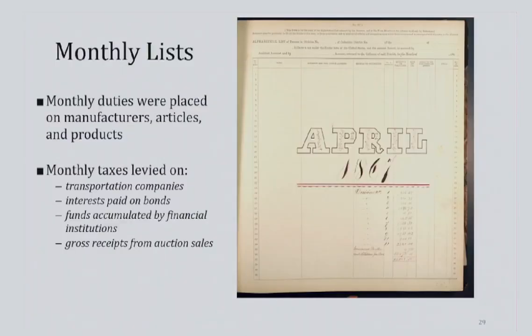Monthly specific duties were placed on a variety of articles and products ranging from ale to zinc. Monthly taxes were also levied on receipts of transportation companies, interest paid on bonds, surplus funds accumulated by financial institutions, and more.